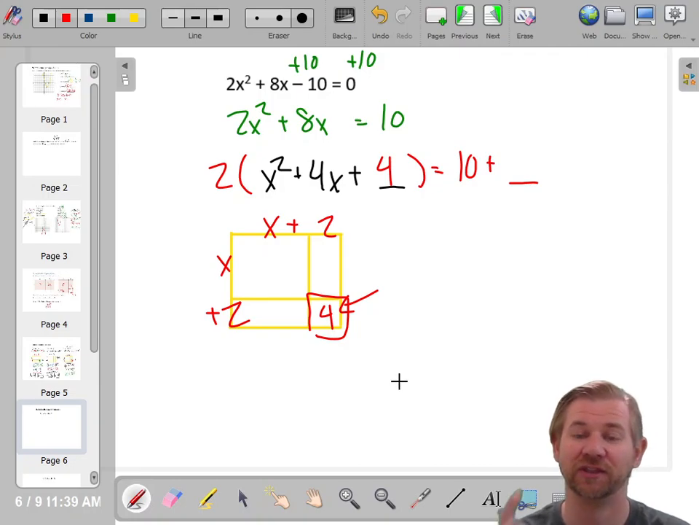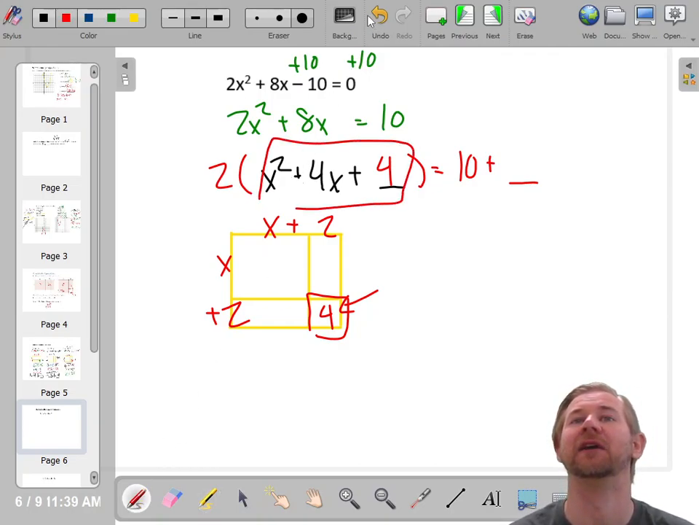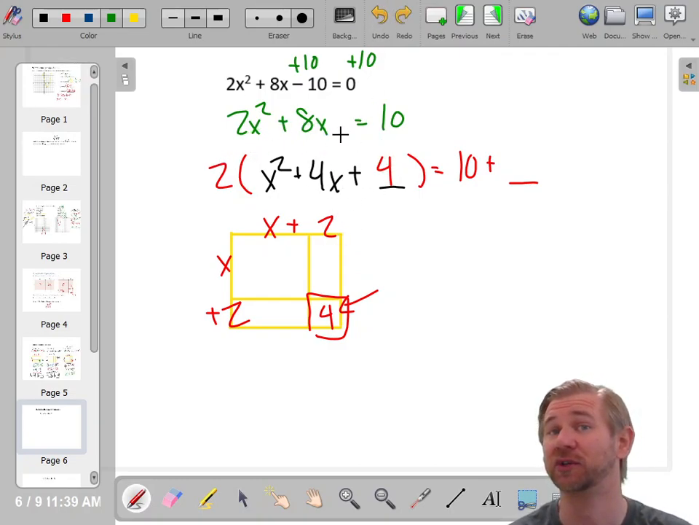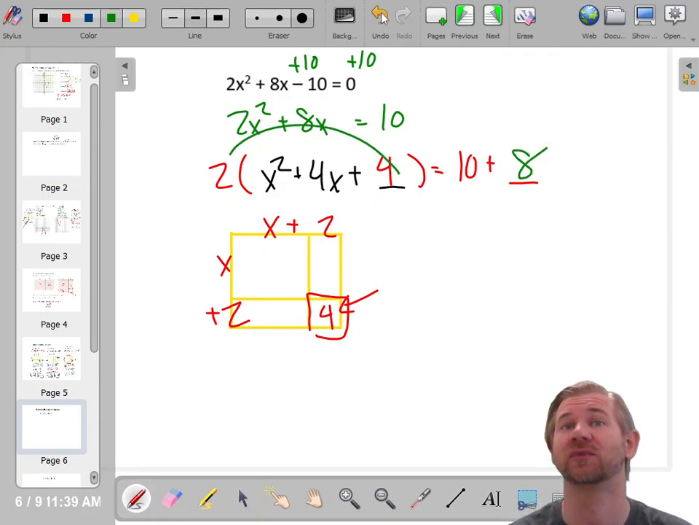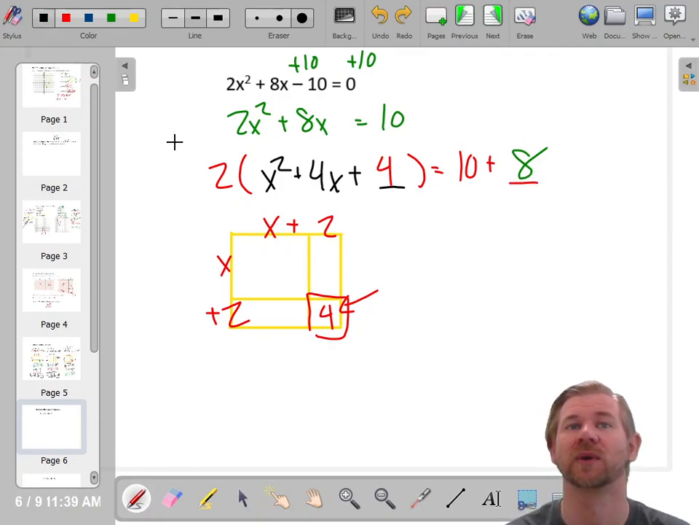But this is where you've got to be careful. I'm not really adding 4. I'm adding 4 right there, but really, if I were to distribute this out, that's actually an 8. So on the right side, I have to remember, since I factored out a 2, I have to double this and make it 8. 2 times 4 is 8, so really I added 8 to both sides. That's the trickiest part. And now here's where it's going to get weird.